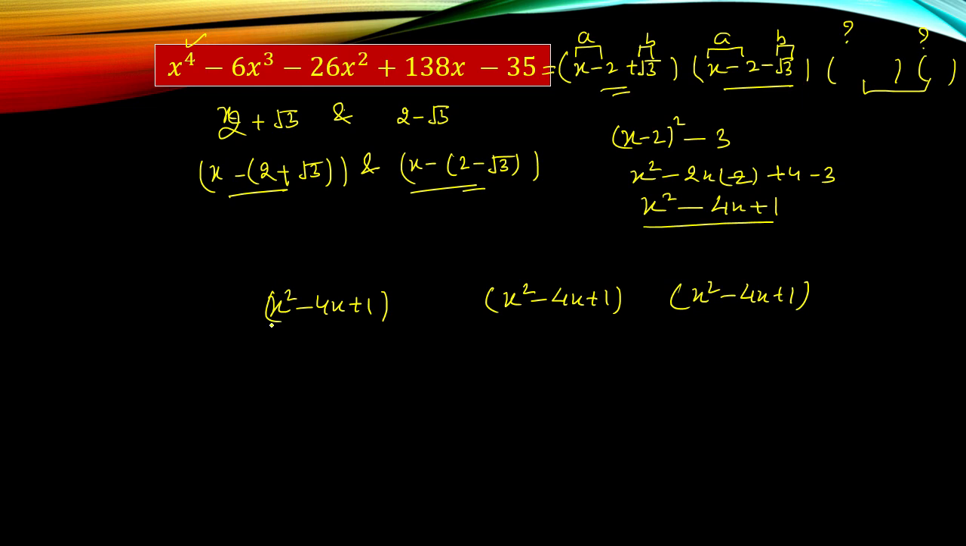We will multiply something in these three, x square minus 4x plus 1, to get the polynomial again. We have to multiply something in all these three, and after that we will get the product of the factors. So first we get the polynomial, and after that we will get the product of the factors.